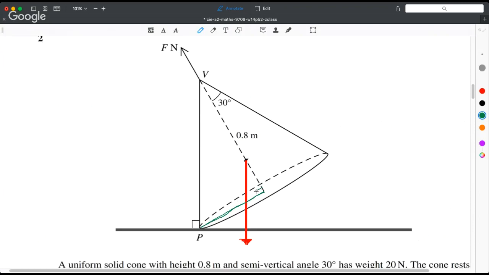So that's a right angle. And so it's pretty easy to see that if this angle is 30, this angle is also 30. And that one at the bottom is 60. So this side here, R, is equal to 0.8 times the tangent of 30 degrees.